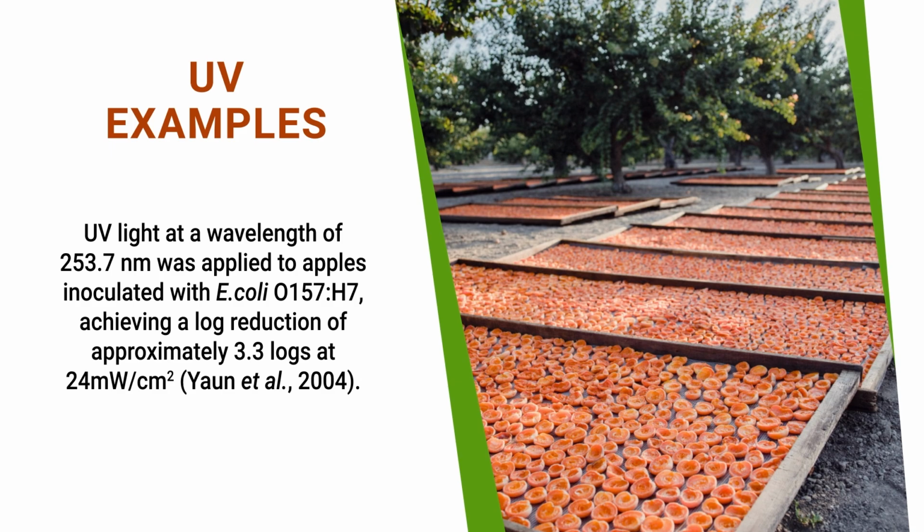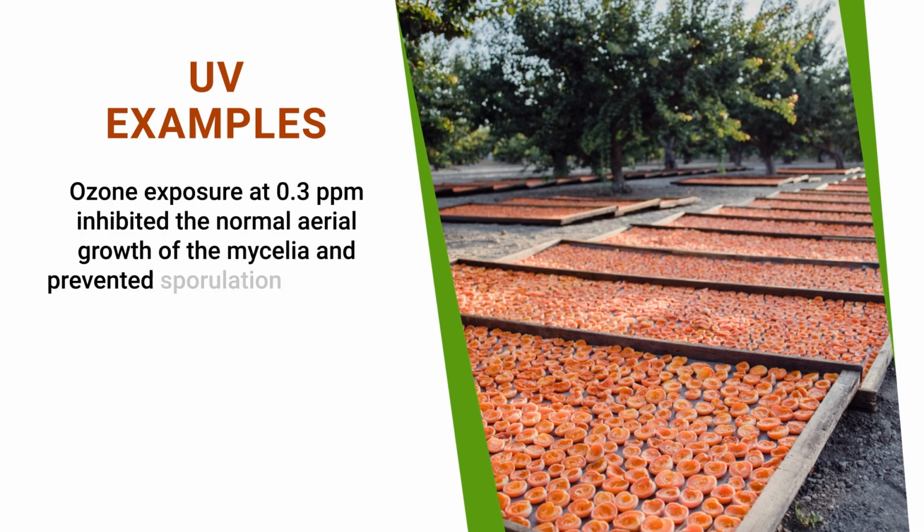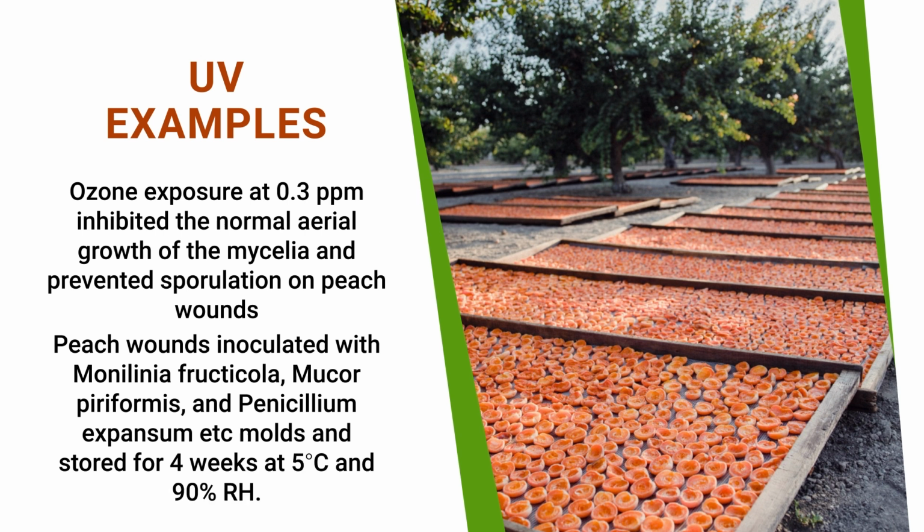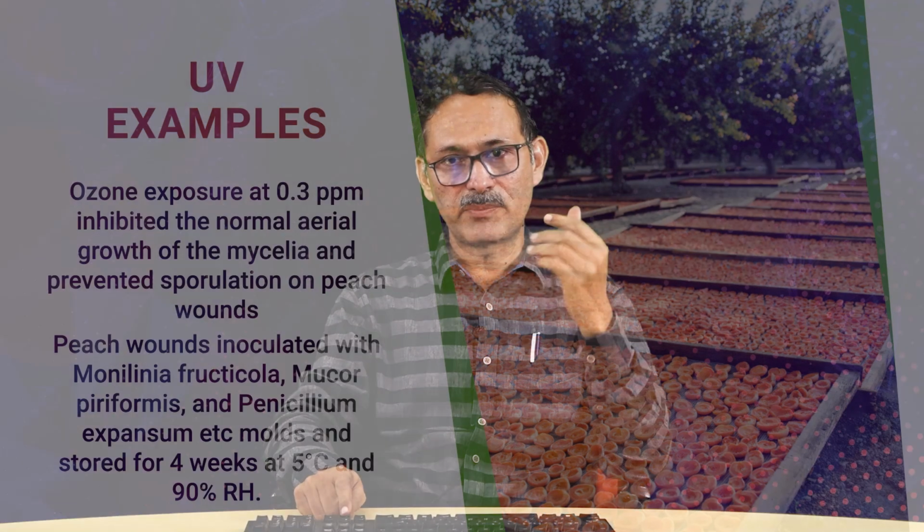So there is an apple slice inoculated with E. coli, and it is observed that a 3.3 log reduction is seen in the E. coli. In addition to this, with 0.3 ppm ozone exposure, the aerial growth of different molds can be seen to be inhibited. That is also a challenge study where a peach wound was inoculated with the target molds, where Penicillium was also there.